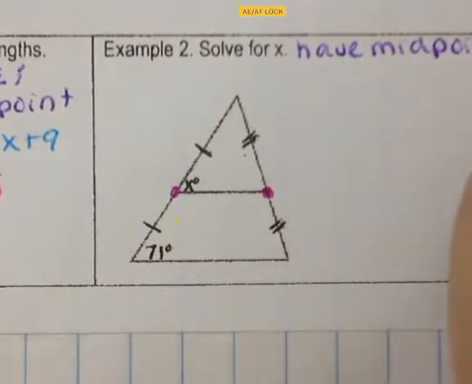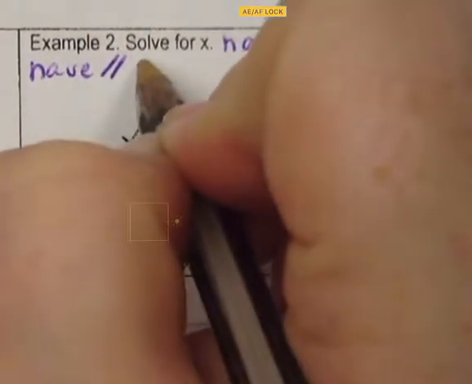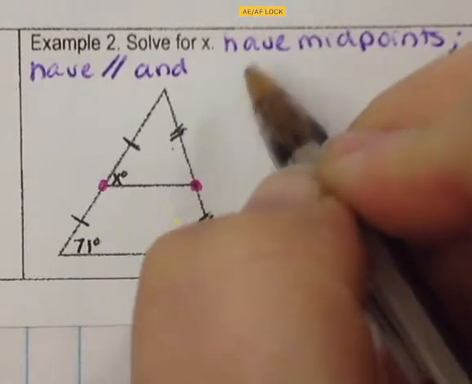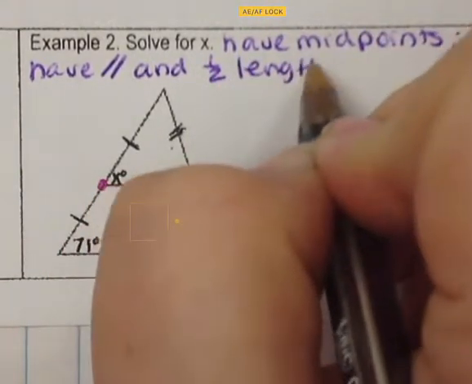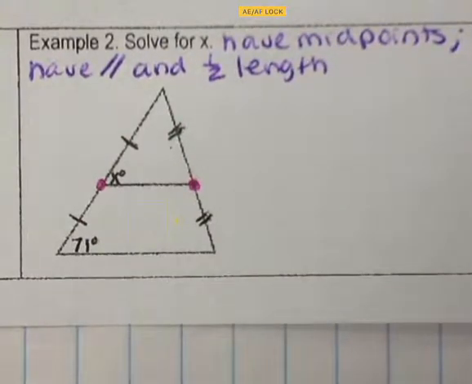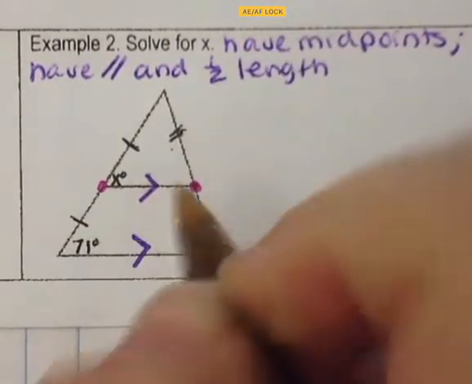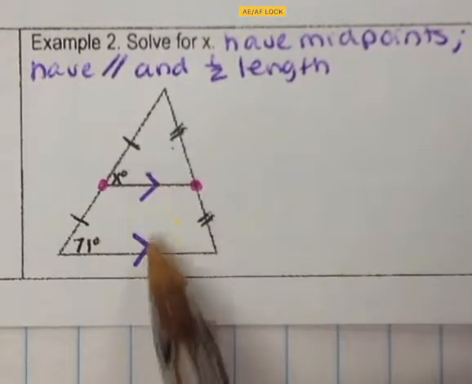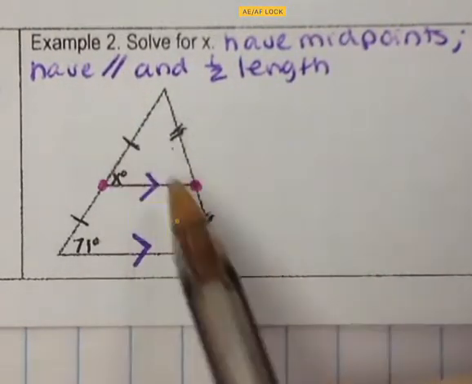Since we have midpoints, we can then state we have parallel and half the length. So if we come back down to our picture, we can put in there the parallel parts. We have the parallel, but we don't have any lengths on here, so that won't help us with a half length, and that's okay, because the parallel could still help us.